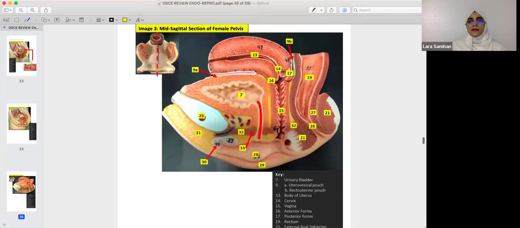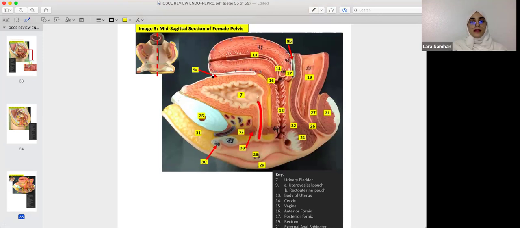So basically here they just mentioned a pouch, and this pouch is quite important. We have in here 9A as well as the 9B. So this is the 9A and this is the 9B. Both of them are basically pouches. So anterior to the uterus and posterior to the uterus, we have pouches.